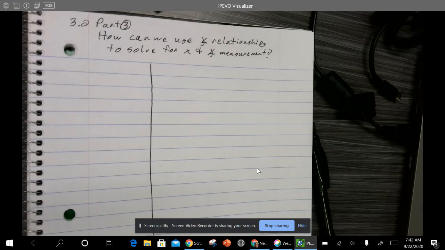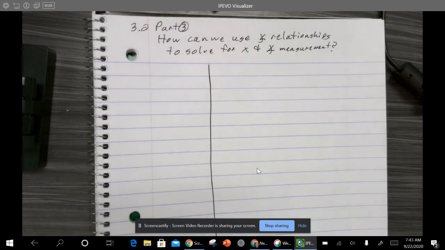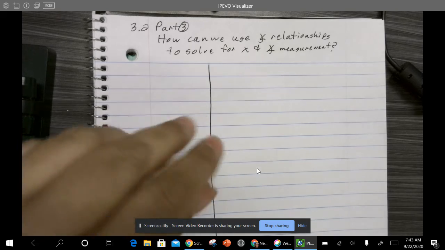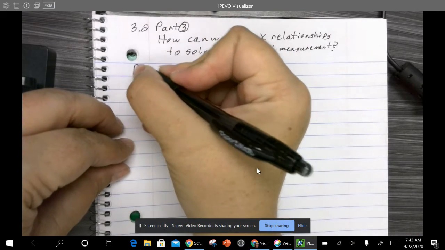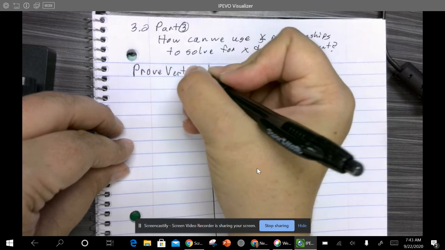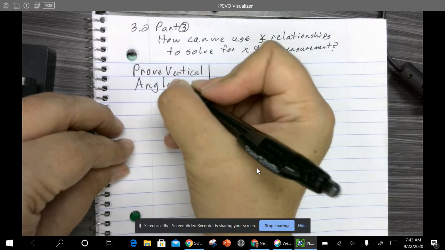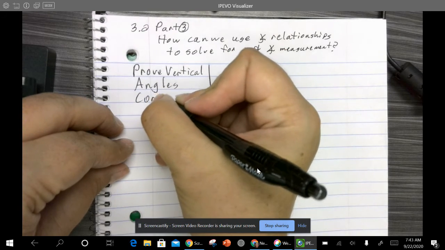Good morning. So we're going to work on the angle relationships. So using angle relationships, I'm going to include the proof for proving vertical angles congruent proof.